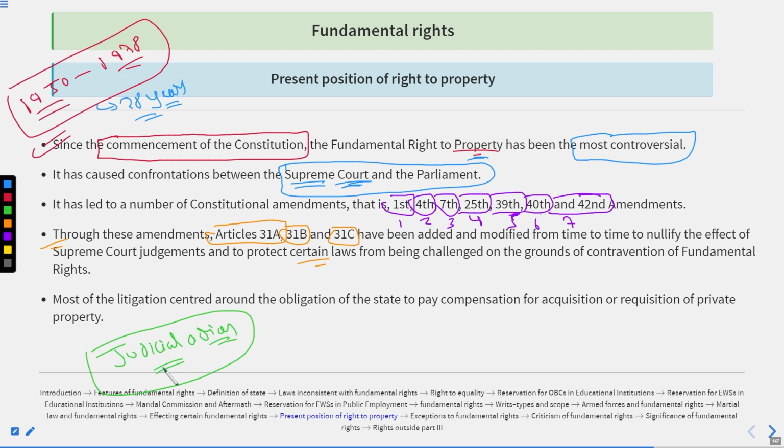Most of the litigation centered around the obligation of a state to pay compensation for acquisition or requisition of private property. So many times, whenever they faced the confrontation, the matter was the state's obligation to pay compensation, or acquiring and requisitioning private property forcefully.